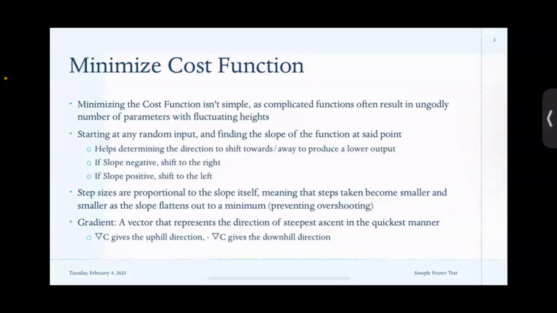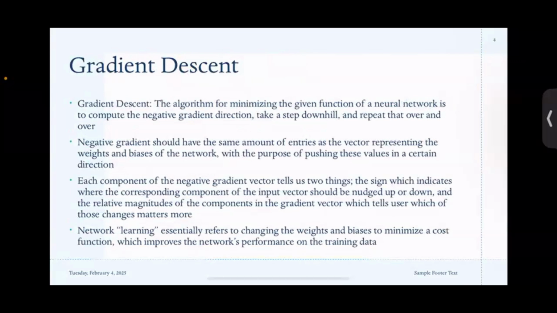Gradient in this case refers to a vector that represents the direction of steepest ascent in the quickest manner. And how we note this is by an upside down triangle. So an upside down triangle in C gives the upward direction, whereas a negative upside down triangle in C gives the downward direction. Gradient descent typically refers to the algorithm for minimizing the given function of a neural network: compute the negative gradient direction, take a step downhill, and repeat that over and over.